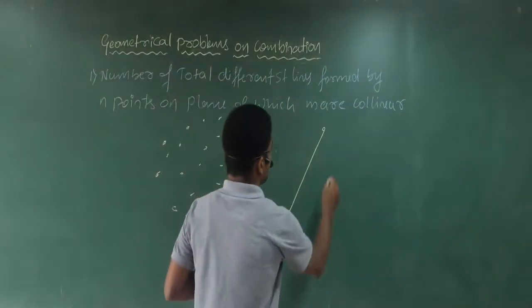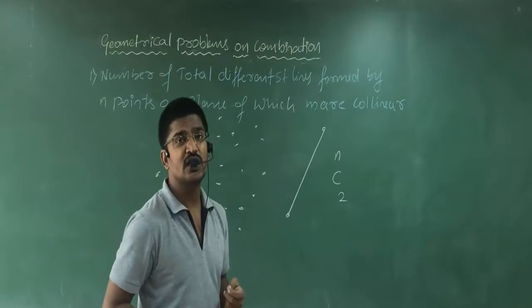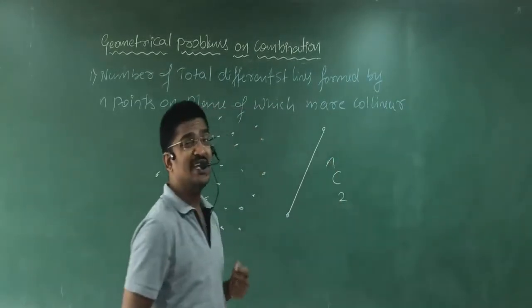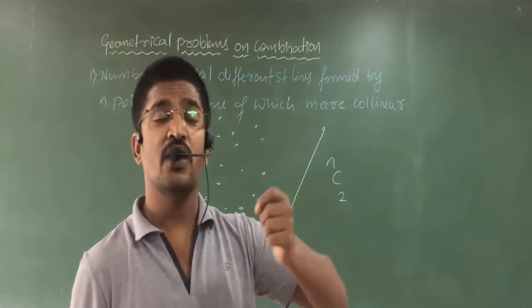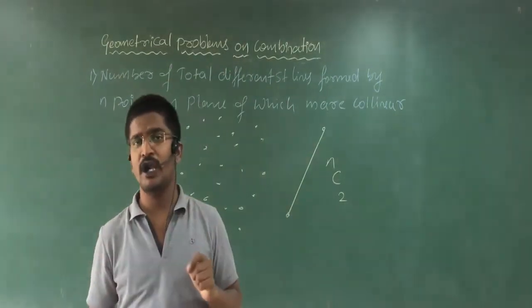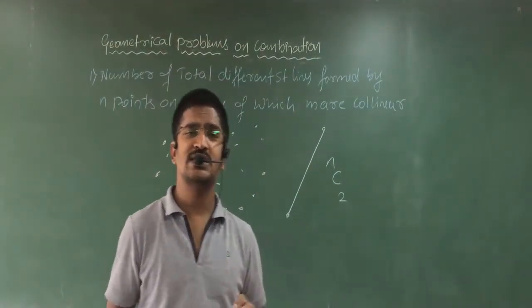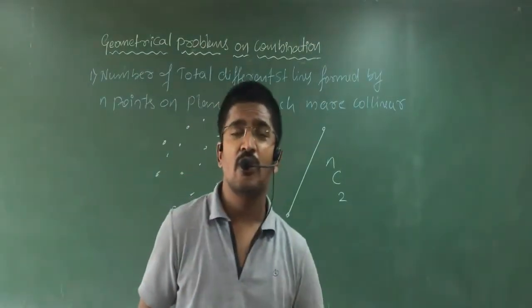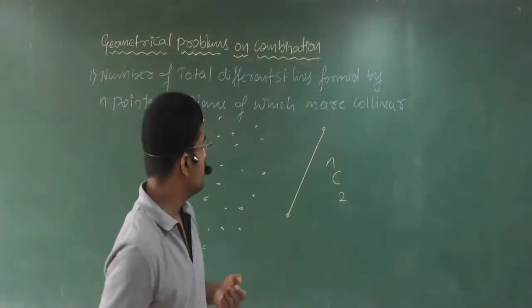So from n points, I can take 2 points. So that will be nC2. So nC2 will be the total number of lines which I can draw by using n points on the plane. Clear? Because I need 2 points, initial and final, to draw a straight line. So for that reason, nC2 will be the total number of lines which I can draw from n points. Okay.